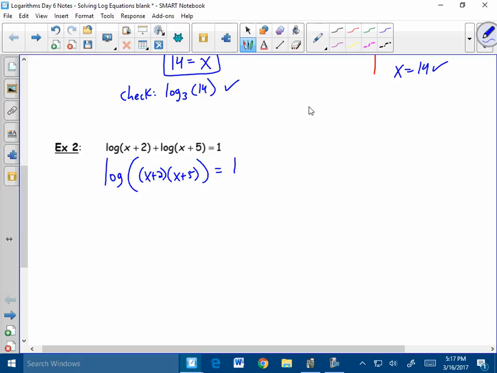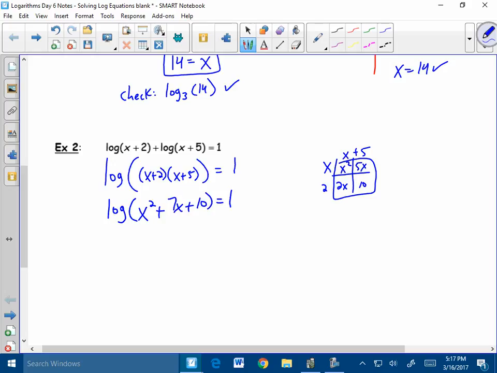Okay, I'm going to clean this up inside of here and multiply that out. So x plus 2 times x plus 5: 5x, 2x, and 10. Okay, so now I really have the log of x squared plus 7x plus 10 is equal to 1. So I've got one log on this side and no logs on the other side, but that's fine. You might have just one log on one side and no logs on the other. The key is you can't have more than one log on each side.